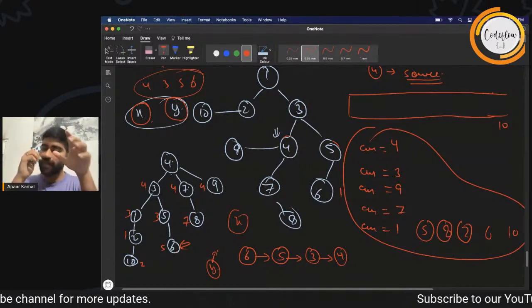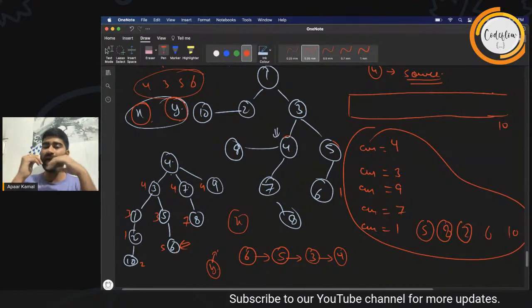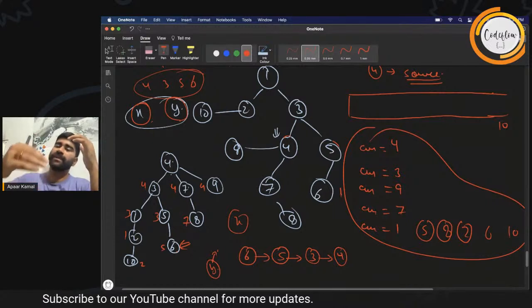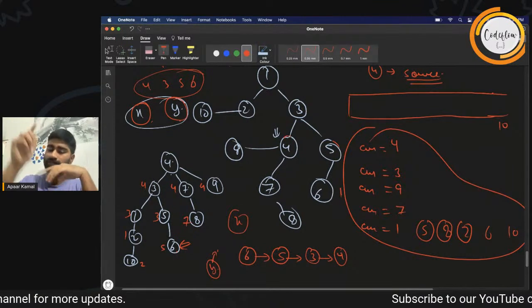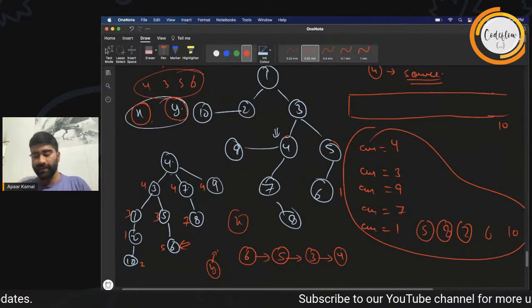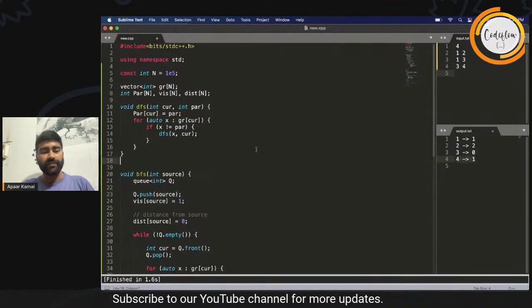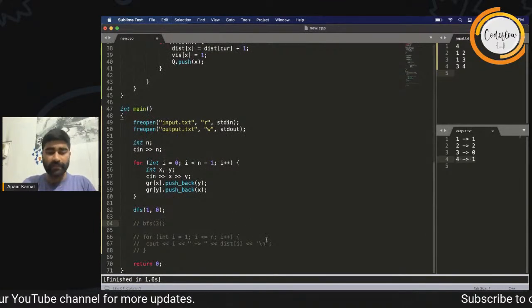So if you want to print a path from node x to node y, simply make x or y the root node, store all the parents, and then jump parent by parent, going up, and you will get the path. Cool, guys. So let's code it out. DFS is already written, and let me comment out the BFS also.